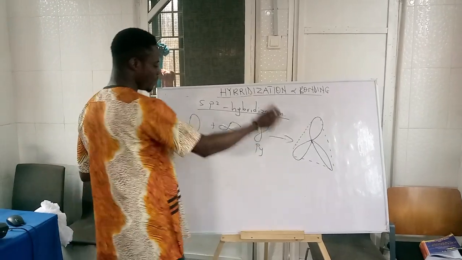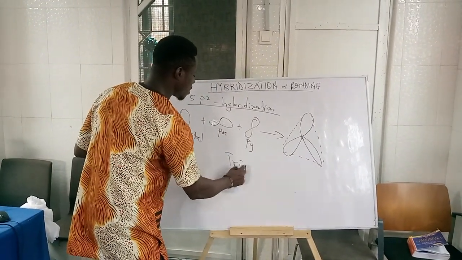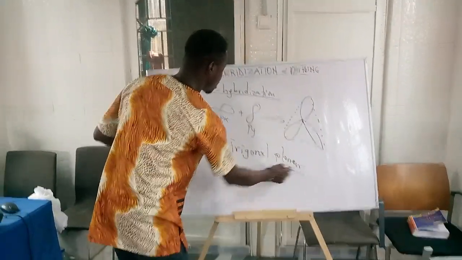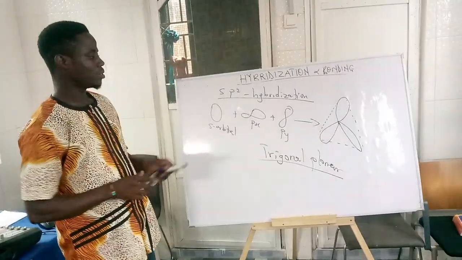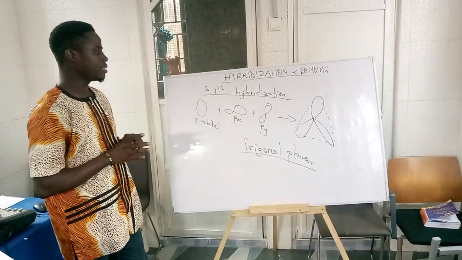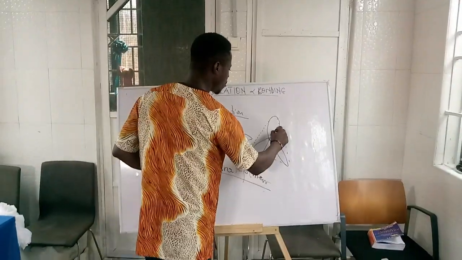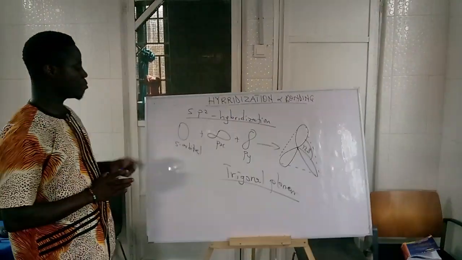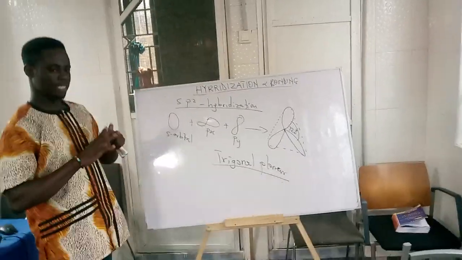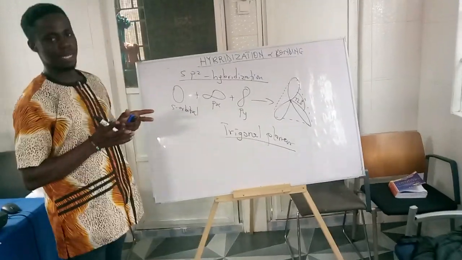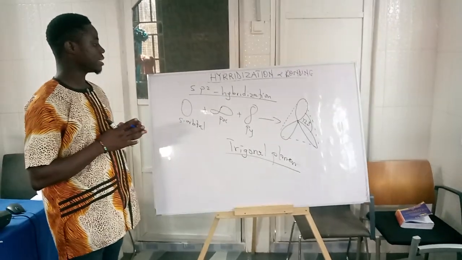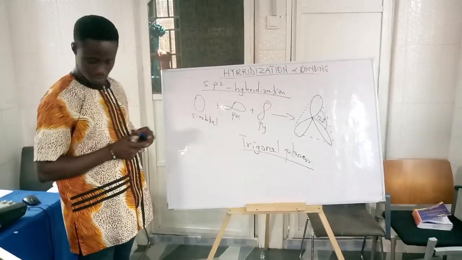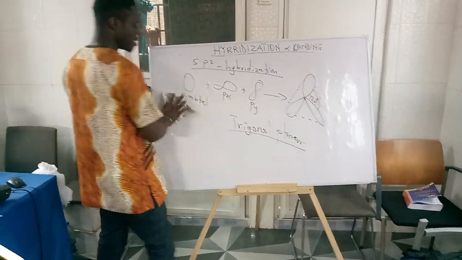So we can say the shape is trigonal planar. That is the shape of sp2 hybridization. The angle formed from here to here is 120 degrees, so it has a bond angle of 120 degrees. The shape is trigonal planar, and three hybrid orbitals are formed under sp2 hybridization. Okay, let's give a typical example.